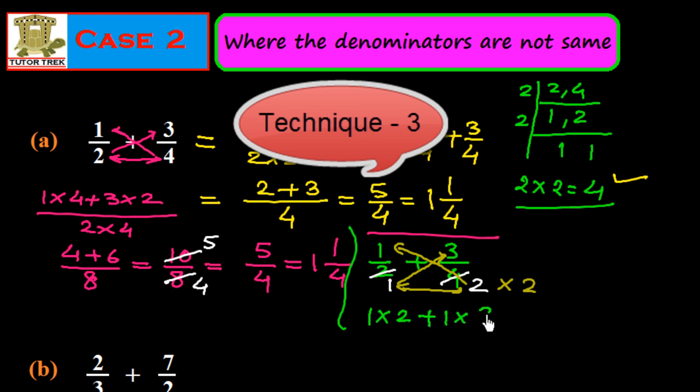plus 1 into 3 over 1 into 2, 1 into 2. The common factor we have taken out of this, 2 1 time and 2 4 times, we have divided by 2, so we have to multiply it by 2. So we get here 2 plus 3 over 4, which is 5 over 4. It means 1 and 1 by 4.